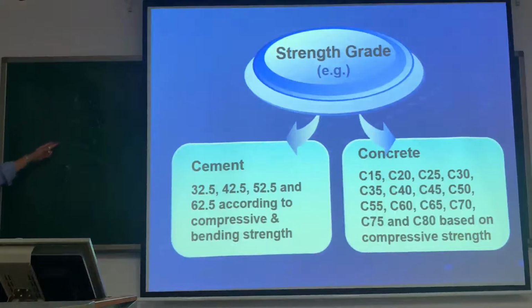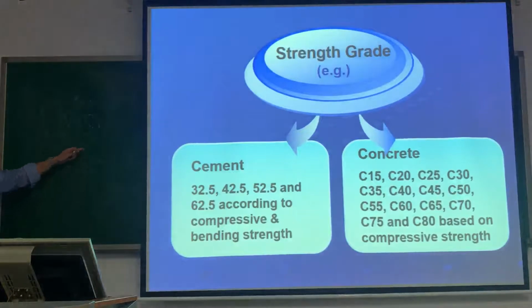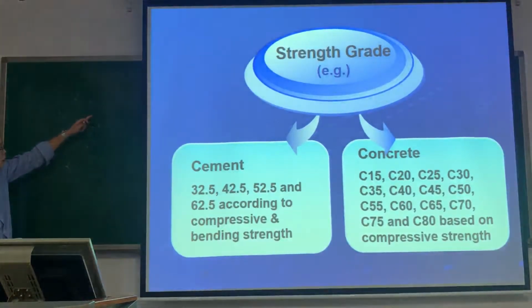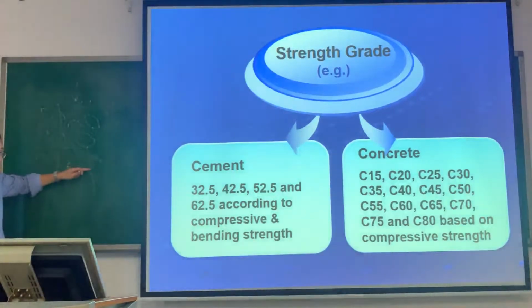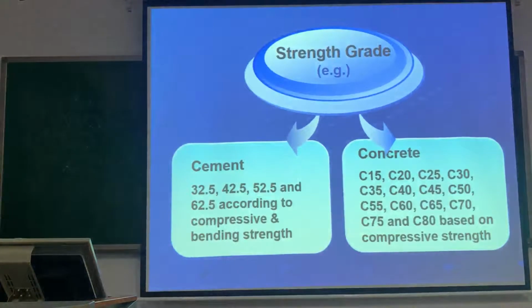The first one is splitting the aggregate. The second one is across the hardened cement paste. The third one is along the surface of the aggregate. Which one? Second one. The third one.